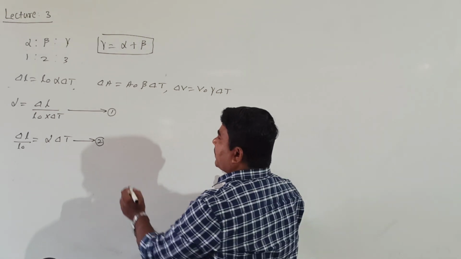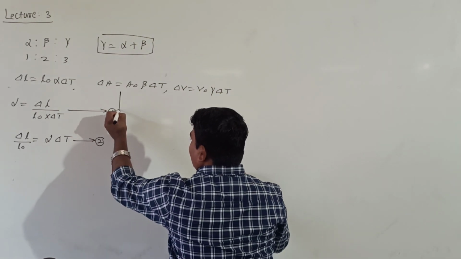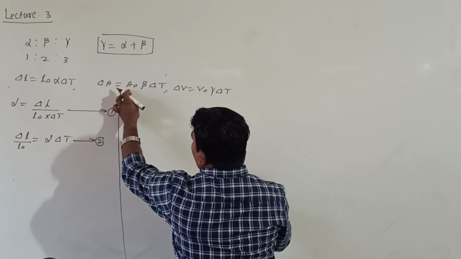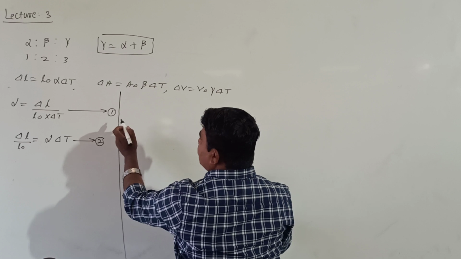Similarly, you can represent the fractional change in area in this case. How to represent fractional change in area? Shall I take, students, fractional change in area in this case? Del A is equal to L0 beta into delta t. Shall I take it now?